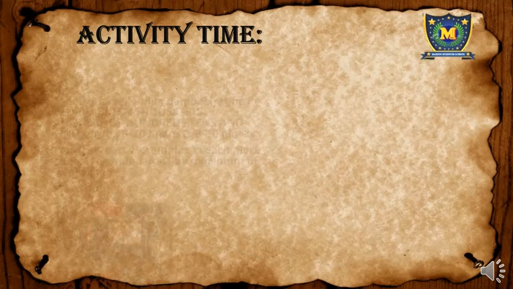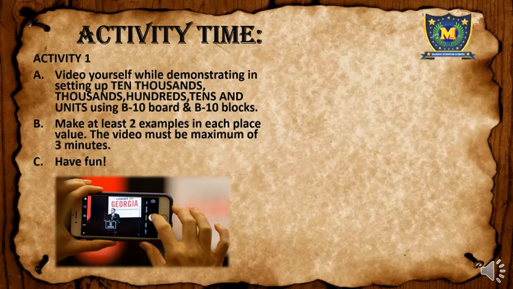Activity time. Now for your activity 1, you have to video yourself while demonstrating and setting up 10,000s, thousands, hundreds, tens, and units using the place value board and blocks. Make at least 2 examples in each place value, and the video must be a maximum of 3 minutes. And don't forget to have fun.